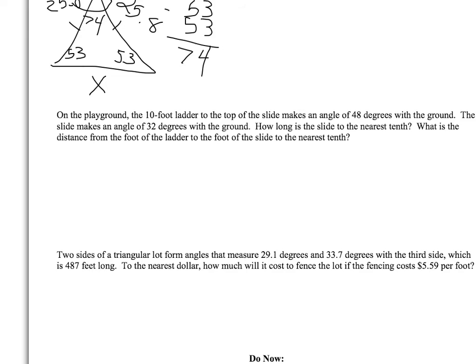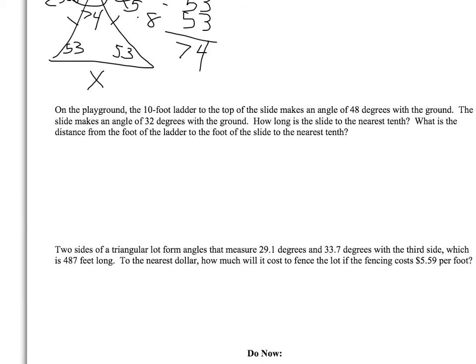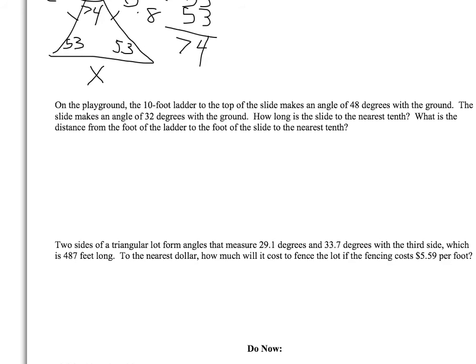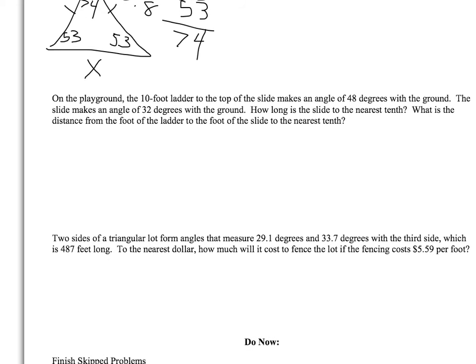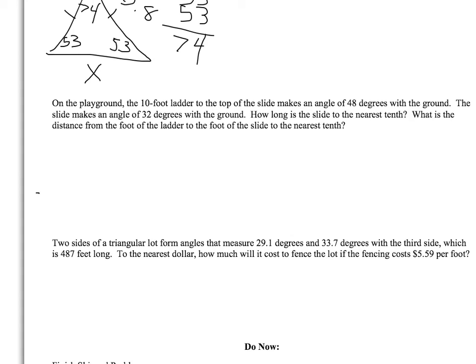And let's see, I'm only going to do one more of these with you. It doesn't really matter. Let's do the playground one. On a playground, the 10-foot ladder to the top of a slide makes an angle of 48 degrees with the ground. So there's my slide. It makes an angle of 48 degrees with the ground, and it's 10 feet long. Oh sorry, that's my ladder, that's my ground. The actual slide makes an angle of 32 degrees with the ground. How long is the slide to the nearest tenth?